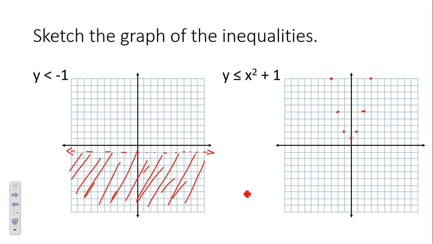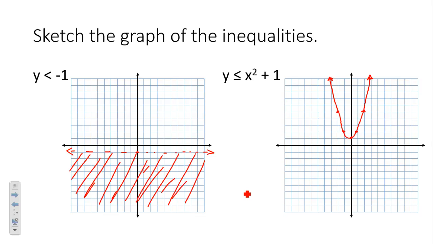All right, do we have a solid parabola or a dashed parabola? Because it's equal to, right? So we want a solid parabola. And then we have to decide which way to shade. So y is less than or equal to this x squared plus 1. Is it going to be shading below the parabola or within the parabola? Okay, so decide which one you think it is.